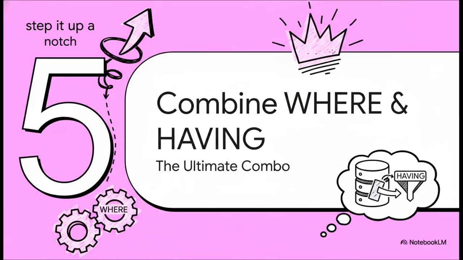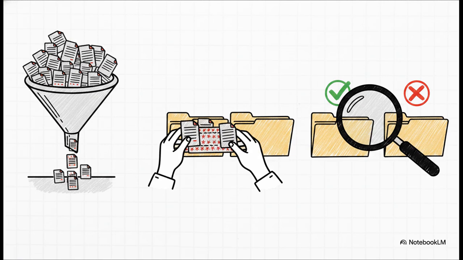Section 5, combining WHERE and HAVING. For the ultimate interview flex, you really need to know how to use both of these clauses in the exact same query without creating a massive conflict. Let's say our interviewer gives us a new scenario using an employee salary table. They want to find all manager roles where the average salary for that role is over $75,000. Here's exactly how we break it down.